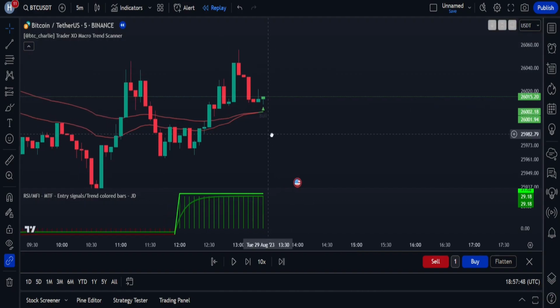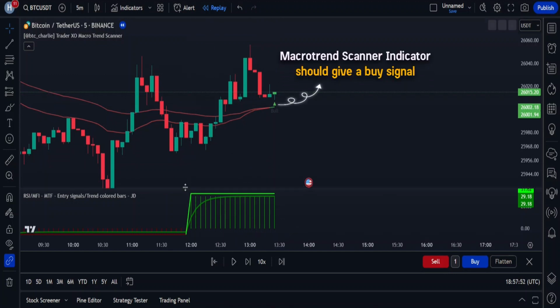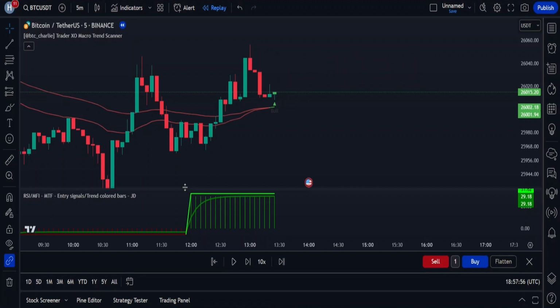So for a buy trade to be valid, we will wait for the following conditions to be fulfilled. First of all, we want the Trader XO Macro Trend indicator to give us a buy signal. After this, we will confirm this signal with the help of RSI histogram indicator. And for this, the RSI histogram line should be green in color, just like it is here. Finally, we will only enter a trade on a green candle in case of buy trade.